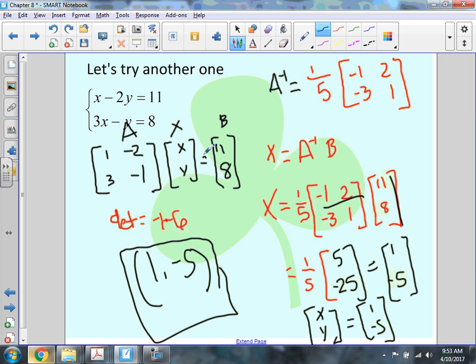So again, A inverse, 1 over the determinant, switch along the main diagonal, negate here. That's my inverse, and it's the inverse times B. Multiply the two matrices together, and then you can multiply in 1 over the determinant. And it will work every time that the matrix does not have a determinant of 0, meaning it has a unique solution.